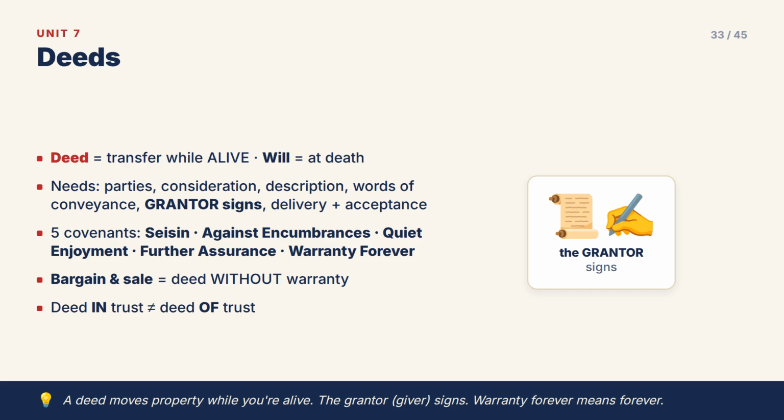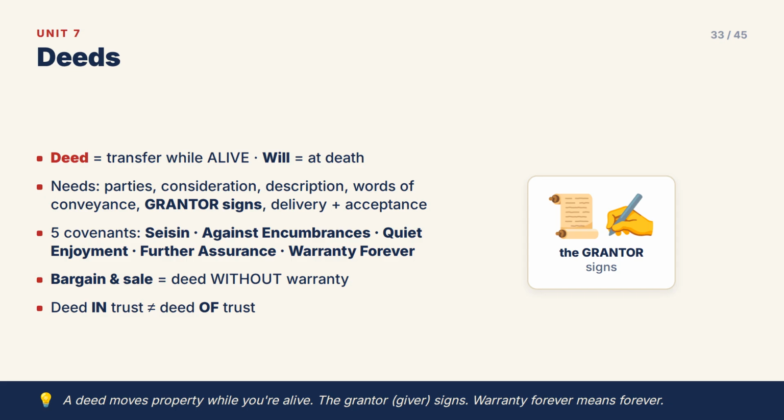The 5 warranty deed covenants as 5 promises. Seisin: I own it. Against encumbrances: no hidden liens. Forget to mention the mortgage, and this is the broken promise. Quiet enjoyment: no one will out-title you. Further assurance: I'll sign whatever fixes it. Warranty forever: if title ever fails, I pay. Forever means forever, not 99 years. Oh, and a bargain and sale deed is Texas's deed without warranty.